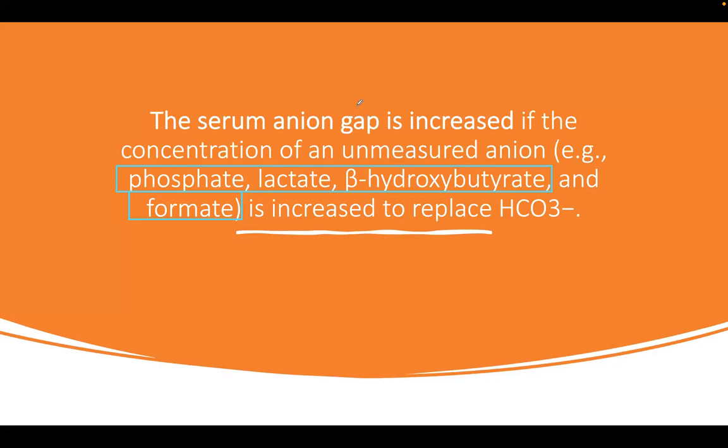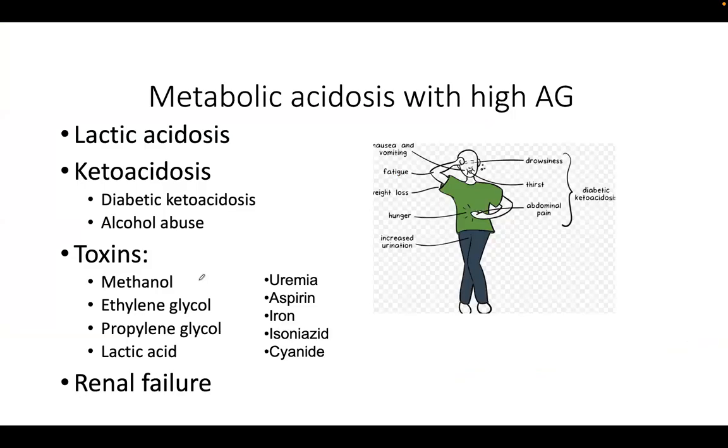So don't forget these four unmeasured anions: phosphate, lactate, beta hydroxybutyrate, and formate. Now, lactic acidosis with a high anion gap. You have to memorize the causes. So number one, a must know, is of course lactic acidosis.